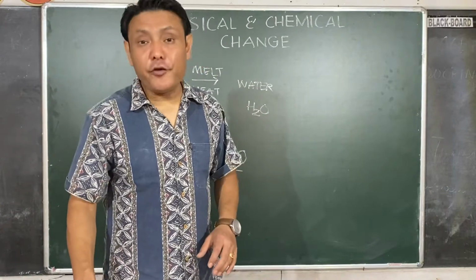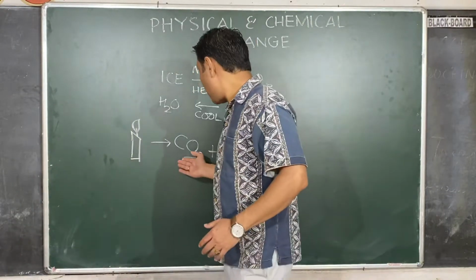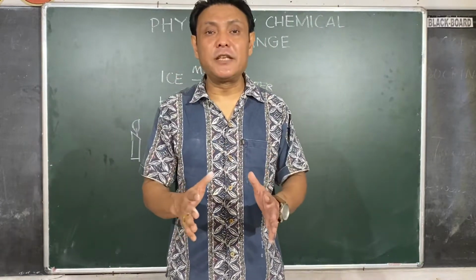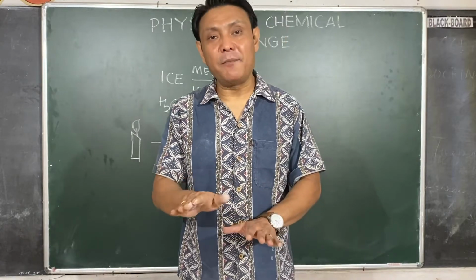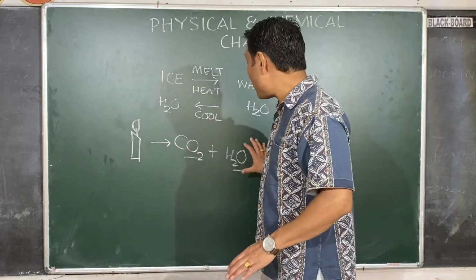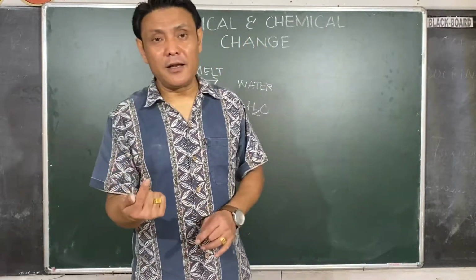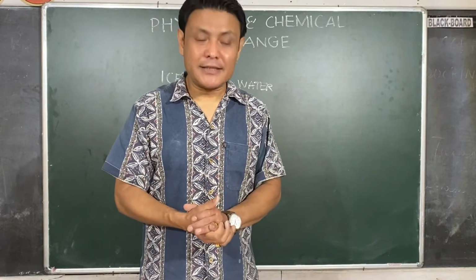But if we manage to trap the carbon dioxide and water vapor, you will see that the total mass will remain the same. The actual mass of the candle before burning, and if you trap all the carbon dioxide and water vapor which is formed, along with the tiny bit of candle left, the mass will be the same.